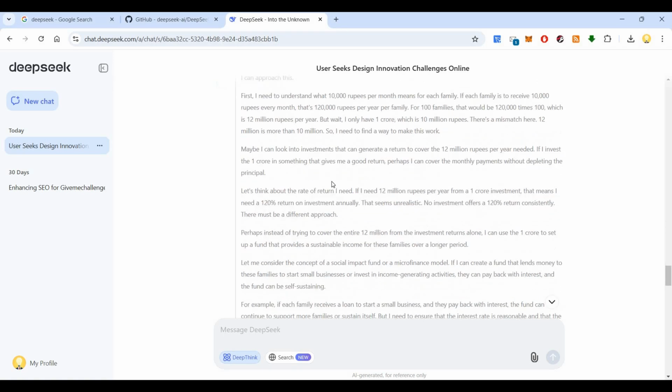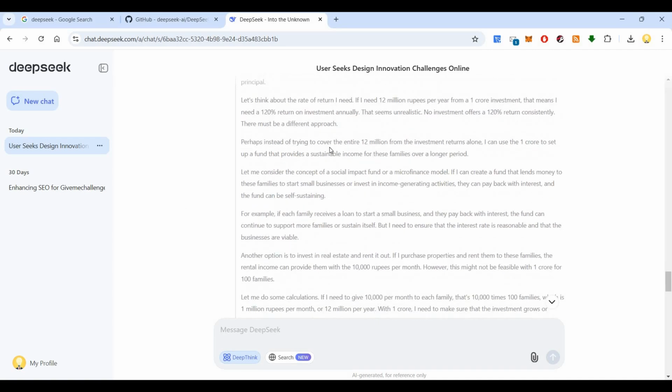So let's think about the rate of return I need. If I need 12 million rupees per year from a 1 crore investment, that means I need a 120% return on investment annually. That seems unrealistic. No investment offers a 120% return consistently. There must be a different approach. So it is constantly iterating its approach.